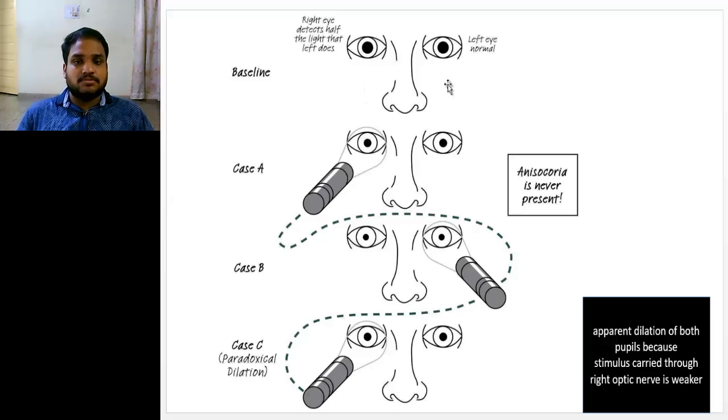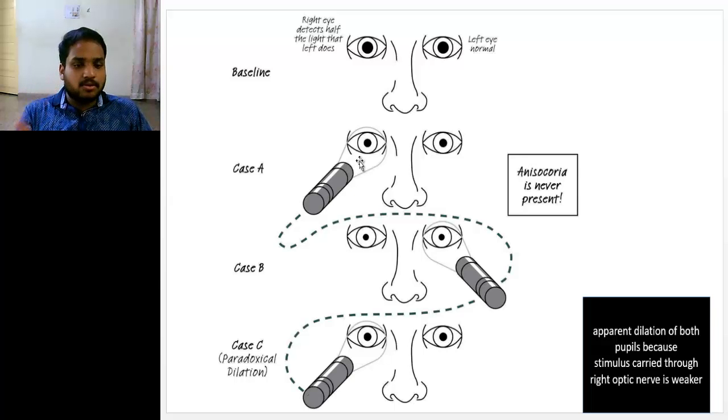See, this is the patient who is sitting in front of you, right? So he is having a lesion of his right optic nerve. There is an incomplete lesion of the right optic nerve. So we can say that the right eye detects only half the light than the left normal eye, right? So what are you doing? You are just showing the light onto the right eye.